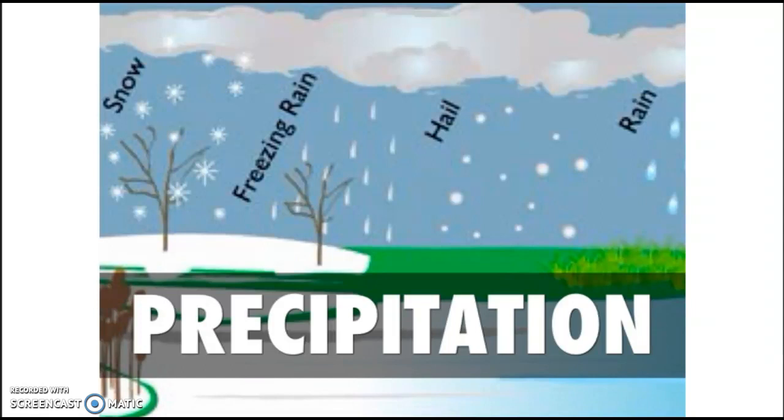Precipitation is when there is too much water in the air and the clouds can no longer hold it anymore. The clouds get really heavy and then the water falls back to the earth in the form of snow, freezing rain, hail, or rain.